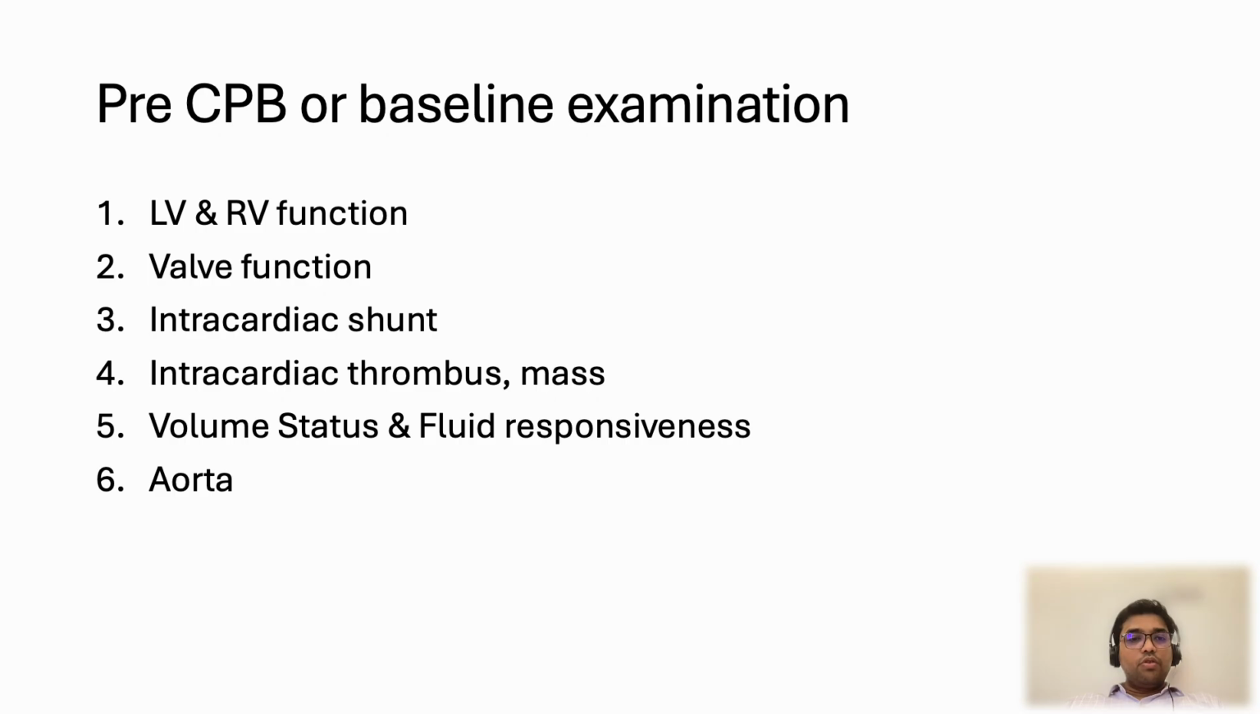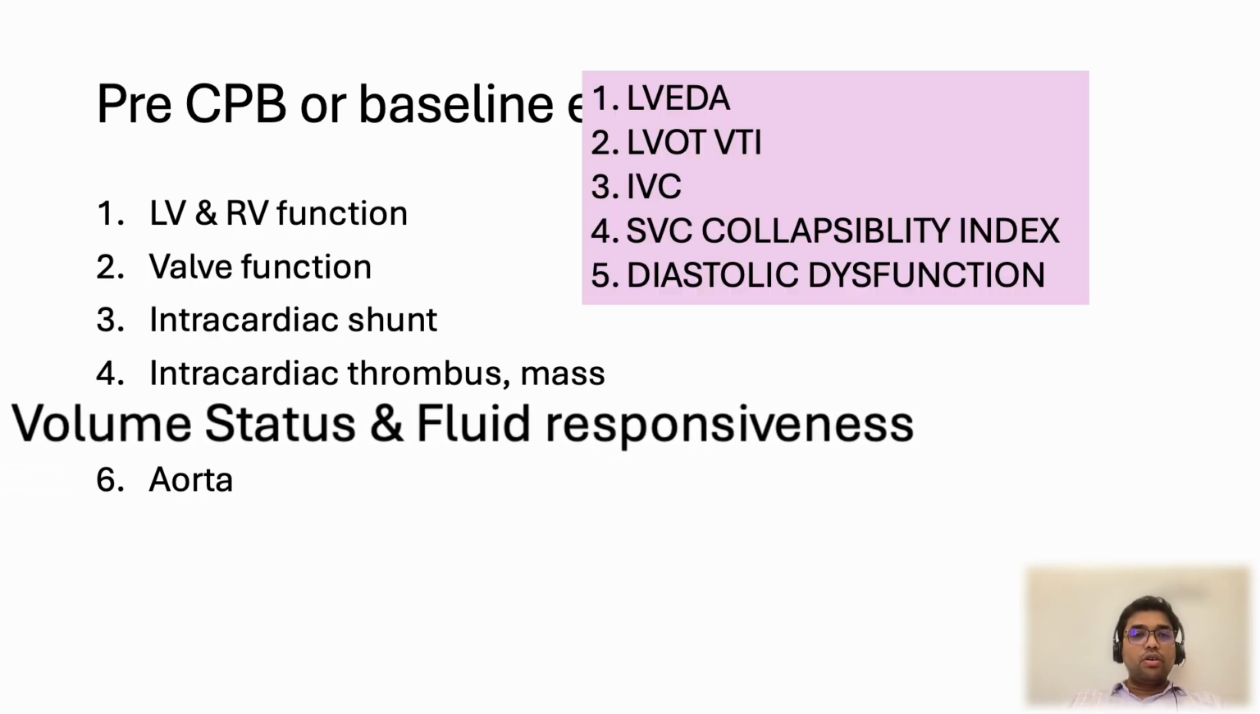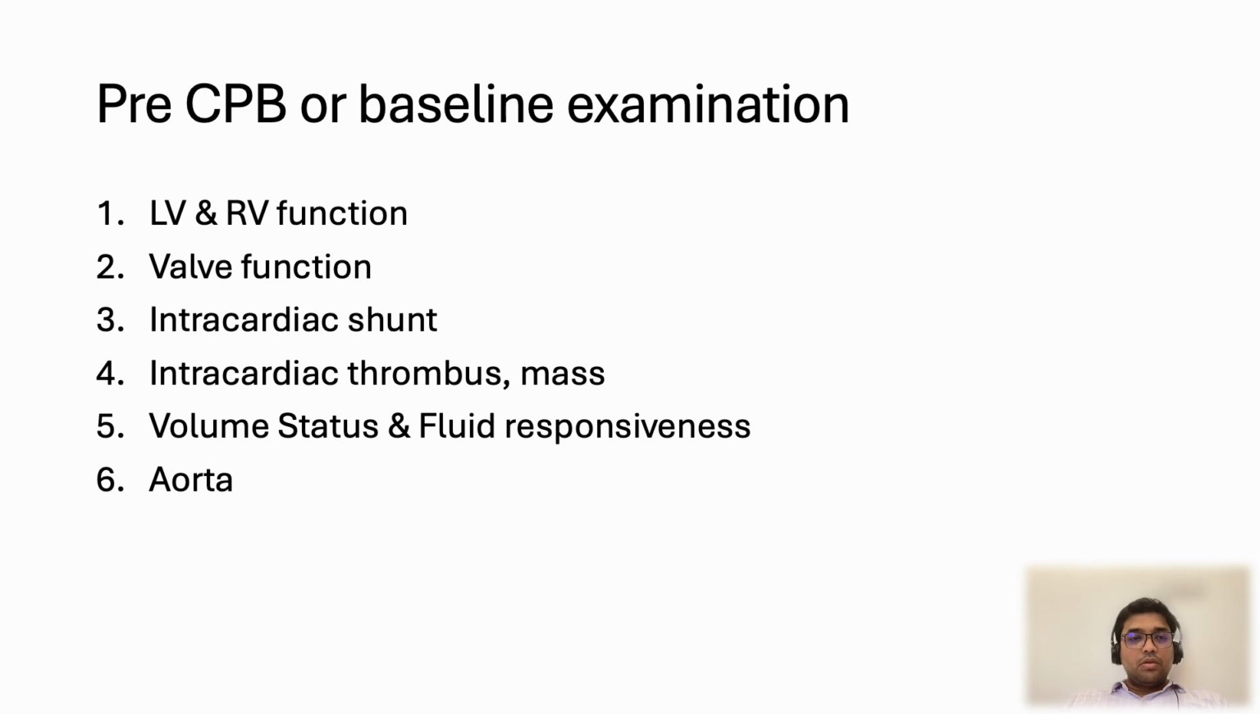To judge the volume status of the patient and to know whether the patient will be responsive to fluid or not, we can examine left ventricular end diastolic area, LVOT VTI, IVC diameter, SVC collapsibility index, or whether the patient has grade 3 diastolic dysfunction, because we know that up to grade 2 diastolic dysfunction the patient will be tolerant to fluid, but if the patient has grade 3 diastolic dysfunction, the patient will be intolerant to fluid. And final but not the least is the aorta.